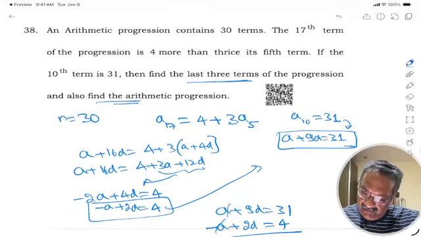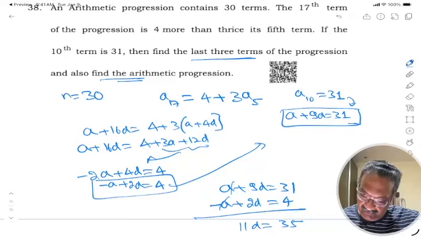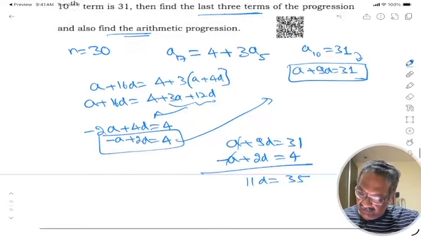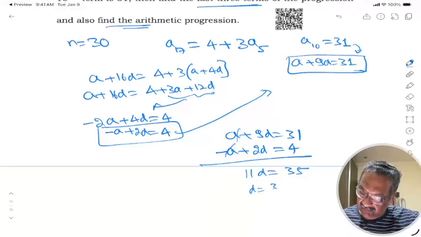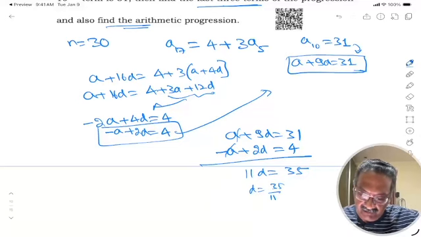Four more than thrice its 5th term. The 5th term will be A plus 4D. Four 3s are 12, 16 minus 12. Okay, so if we add, the 10th term is 31. So D is 35 by 11. Usually it will come.